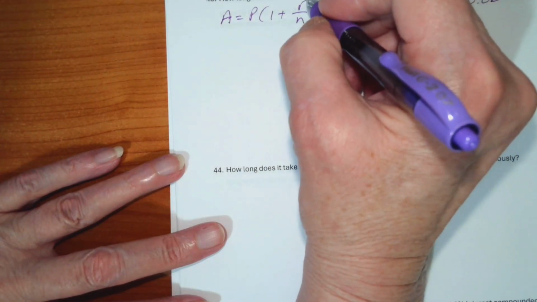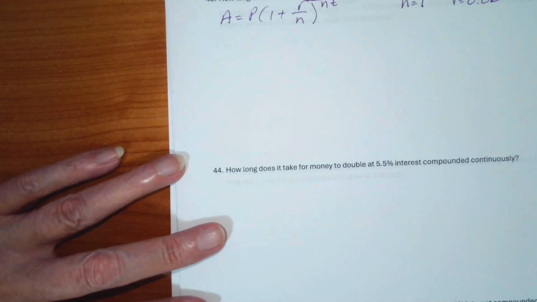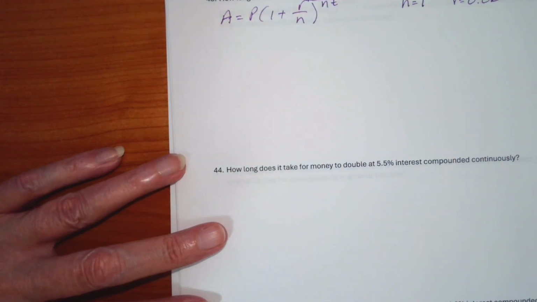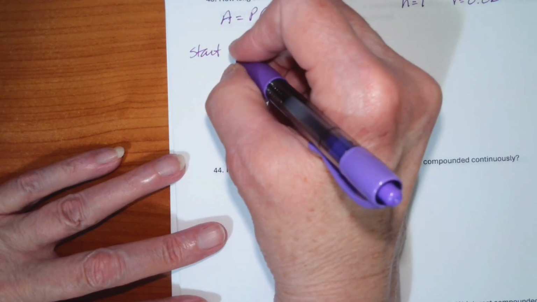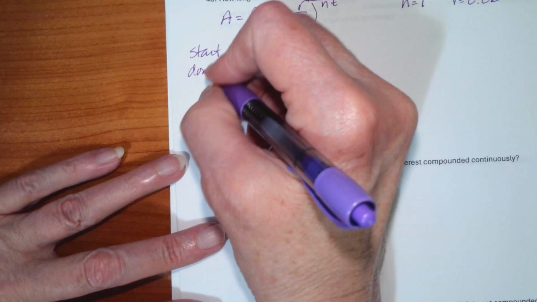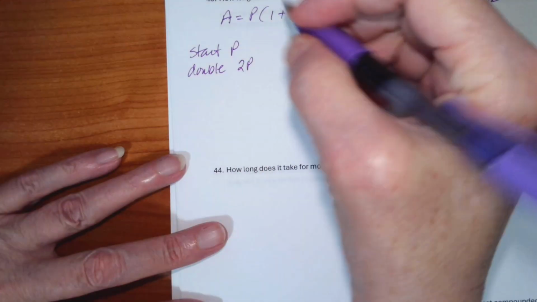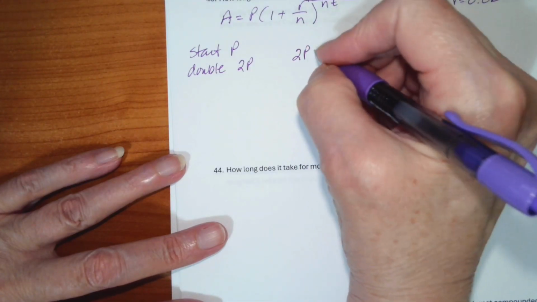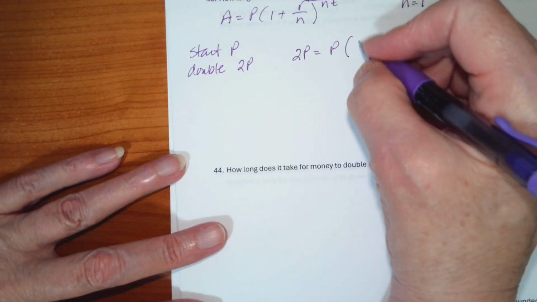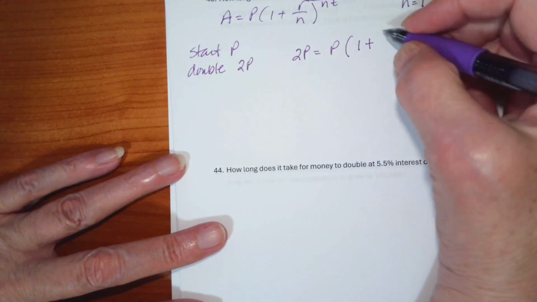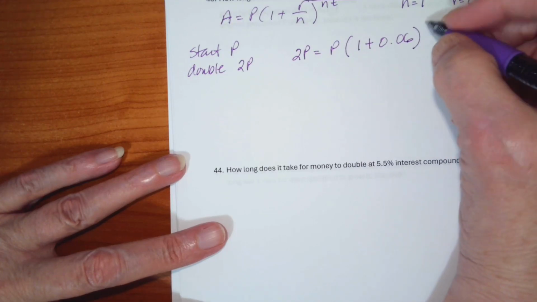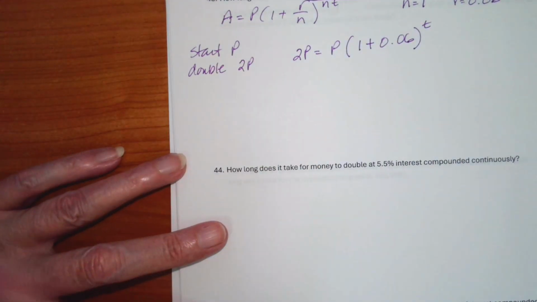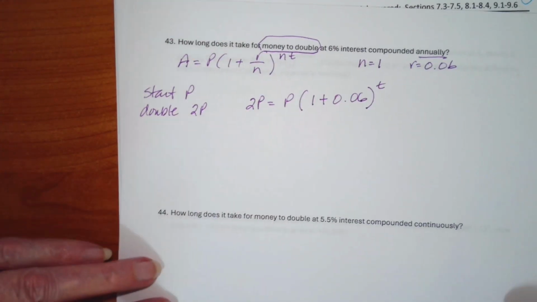And how long does it take for the money to double? Well, if I start with P, double would be 2P. So my equation becomes 2P is equal to P times 1 plus, and since N is 1, 0.06 to the T. And that's what I'm looking for. I want to find T.